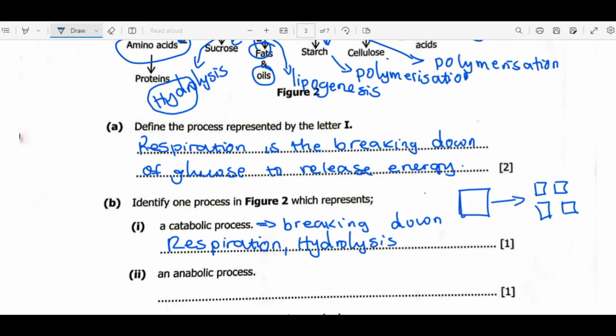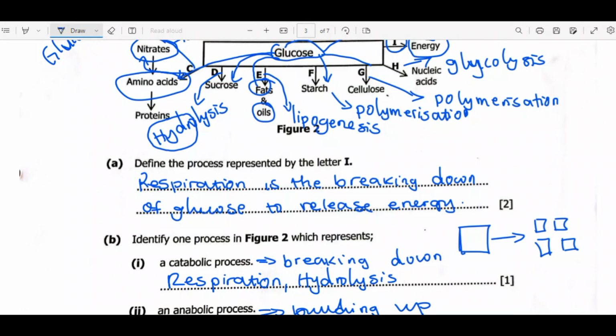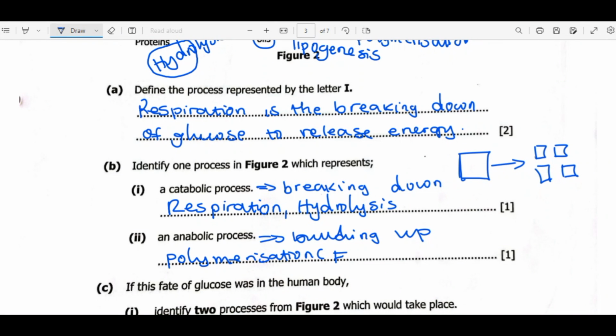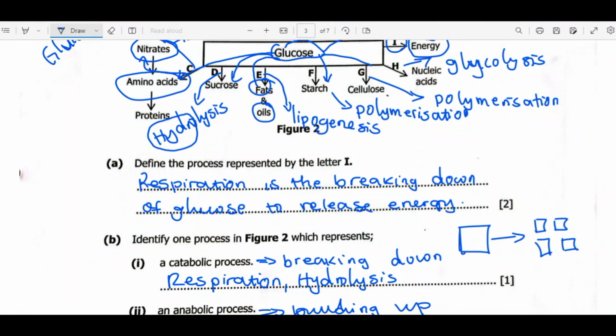Now Roman number 2, an anabolic process. An anabolic process is building up. We are looking at where we combine two or more smaller units to make a large molecule. So here polymerization is our answer. If we use letters, we are looking at F and G. Then what else? I'm sure even lipogenesis is an example of that.